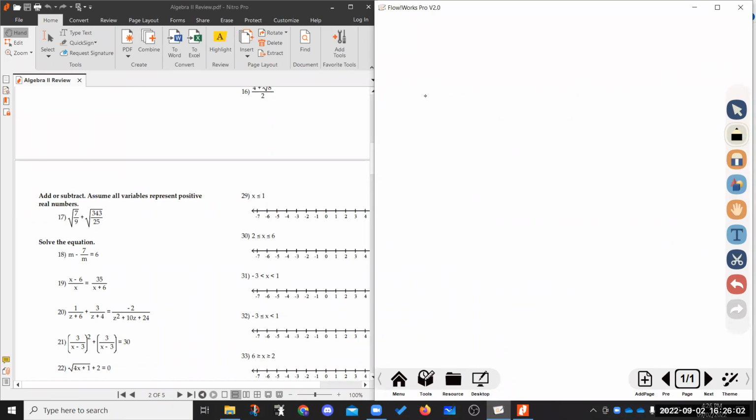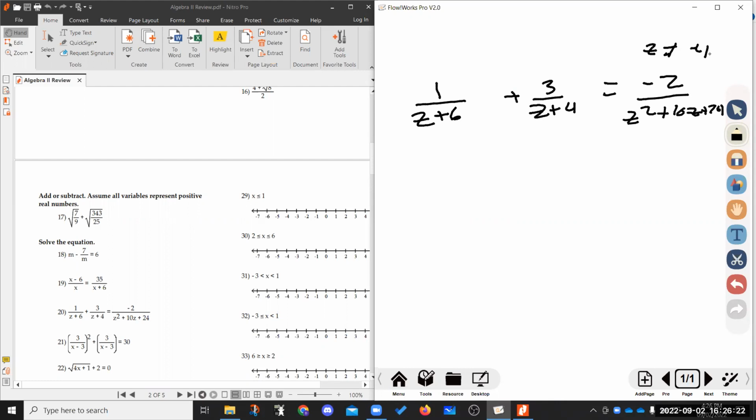Move on now to number 20: 1 over z plus 6 plus 3 over z plus 4 is equal to negative 2 over z squared plus 10z plus 24. Just like I've been doing with the other ones, z can't be negative 4 or negative 6. I'm going to multiply by the common denominator here, z squared plus 10z plus 24, which is going to wipe out my denominators. This is method 2 that we were talking about before. Equal to a negative 2.